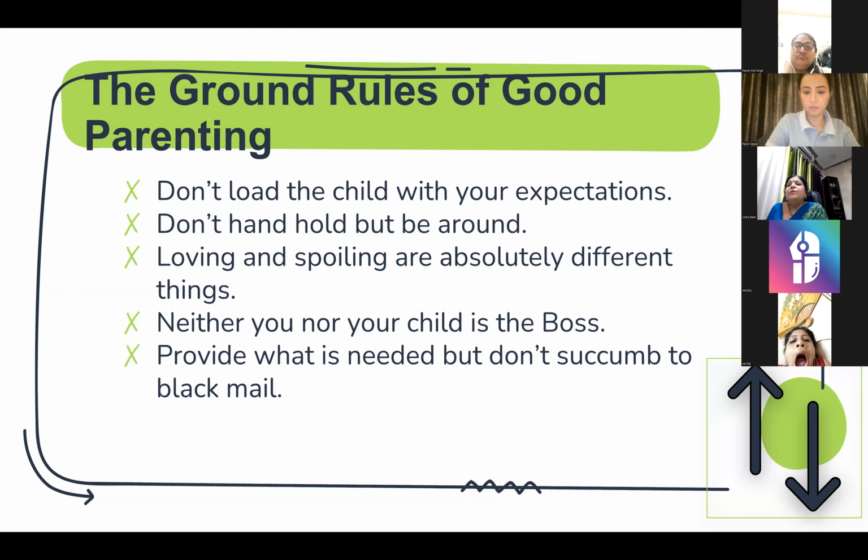The ground rules of good parenting are: don't load the child with your expectations. Don't handhold, but be around. Loving and spoiling are absolutely different things. Loving is one side, and overloving is like spoiling. Absolutely different things. Neither you nor your child is the boss. Don't say, I'm the boss, you have to do it. Or, child, you are the boss, you do whatever you want and I'll do it. No, neither you nor your child is the boss.